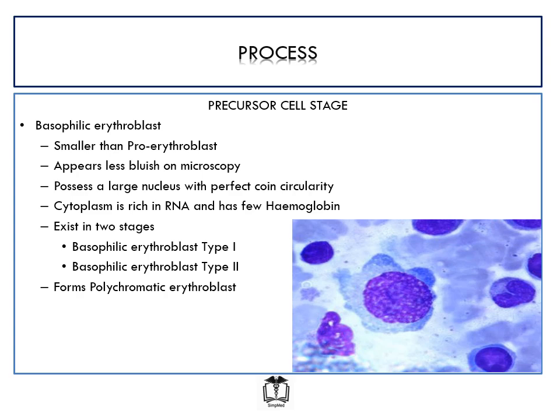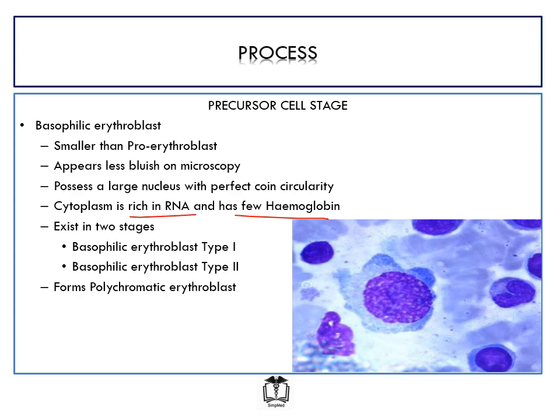The second precursor cell is the basophilic erythroblast. It is smaller in size compared to the proerythroblast. It also appears bluish under the microscope, but it is less bluish compared to proerythroblast. And this is because of the content of the cytoplasm. The nucleus of the cell remains large and remains perfectly shaped as a coin, circular. However, the cytoplasm of a basophilic erythroblast is rich in RNA and has more hemoglobin compared to the proerythroblast, and this is the reason why it stains less bluish compared to the proerythroblast.